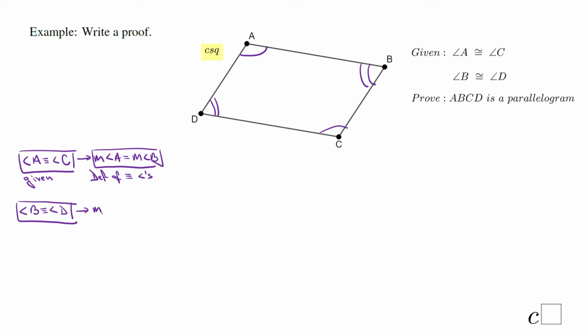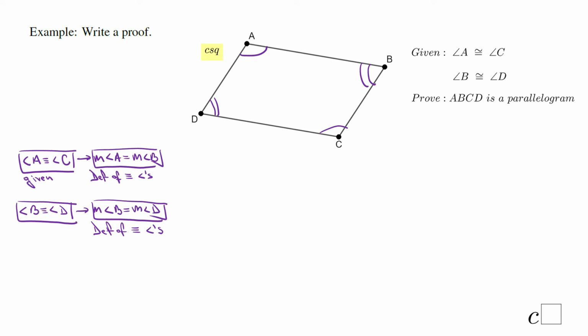And the measure of angle B equals the measure of angle D. Again, the same thing, definition of congruent angles. Okay, now I'm going to write one more statement.